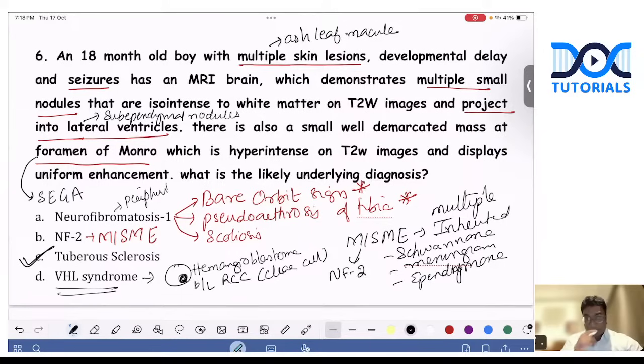You also have pancreatic cysts. Okay, an important finding of VHL is the presence of multiple pancreatic cysts. So all of this is von Hippel-Lindau syndrome: retinal hemangioblastomas, cerebellar hemangioblastomas, bilateral RCCs, pancreatic cysts, and increased risk of pheochromocytoma.